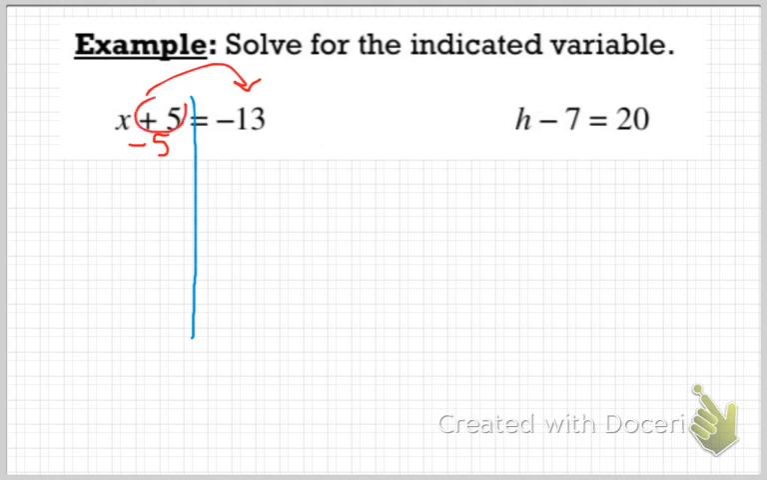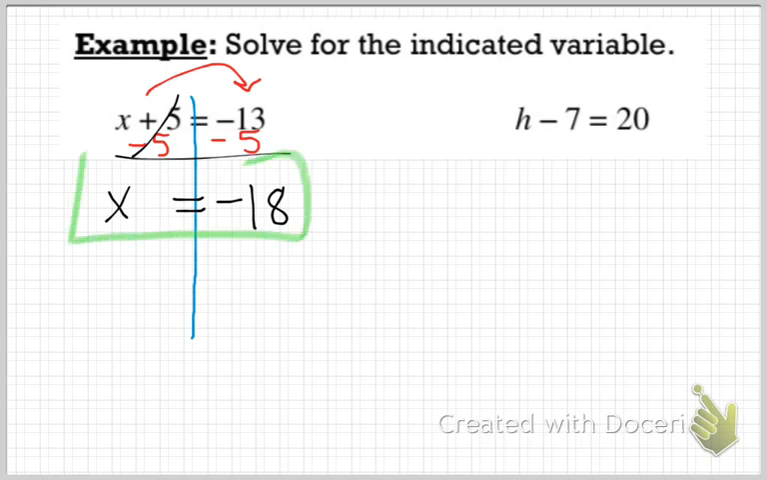Since this is a constant term, we're going to subtract it to the other constant term, minus 5. 5 minus 5 is going to give us a 0. But we don't want to keep writing plus 0 over and over, so we cancel it out. We bring down the x. We bring down the equal sign. And then we actually calculate. Negative 13 minus 5 will give us negative 18. And that right there is our answer. x is negative 18.